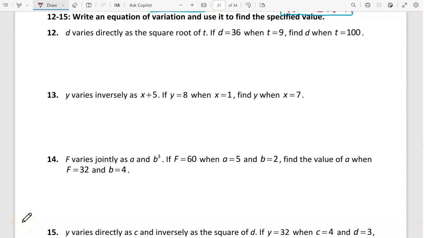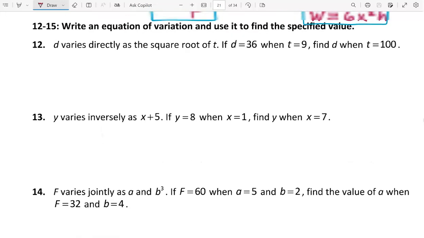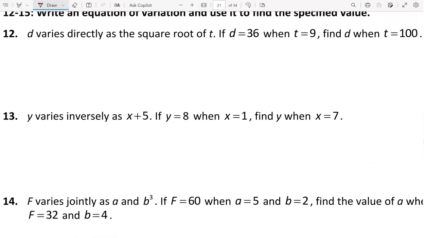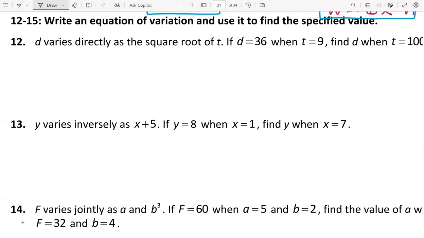In questions 12 through 15, we're going to write an equation of variation, and then we're going to use the equation to find a specific value. So in 12, d varies directly as the square root of t. So let's write that with the constant k. d varies directly, that means equals k times the square root of t.